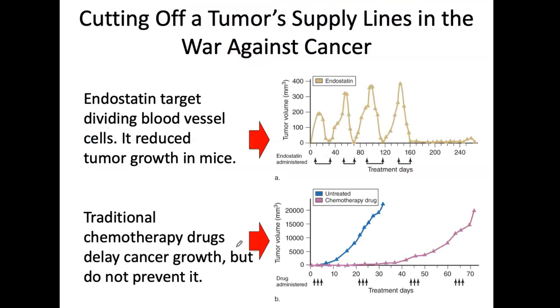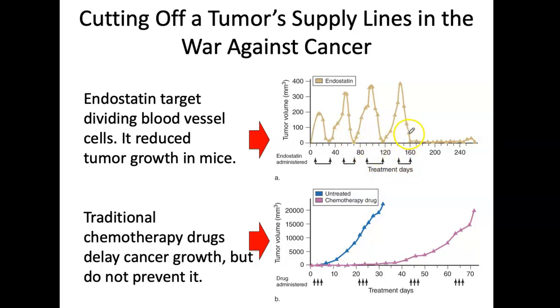There is a little bit of research here done on cutting off a tumor supply in the war against cancer, and I wanted to show you that graph. So this is an endostatin targeting dividing blood vessel cells. We have an endostatin delivered, and this tumor growth, it's going to grow, and then the endostatin sort of kicks in and it drops. And then it starts to grow again, endostatin gets treatment again, it grows, it drops. And so on and so forth for these treatments.